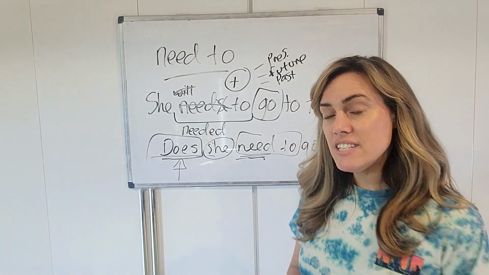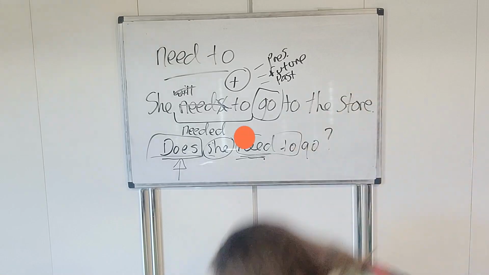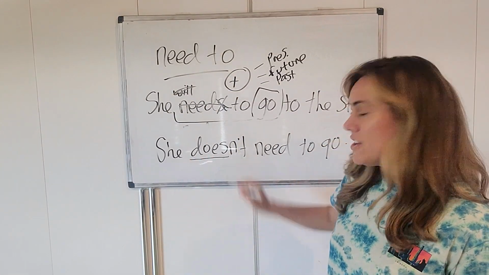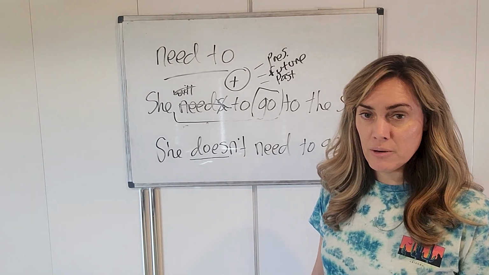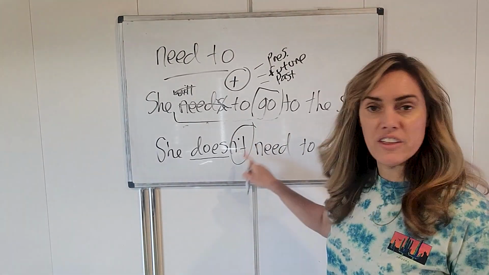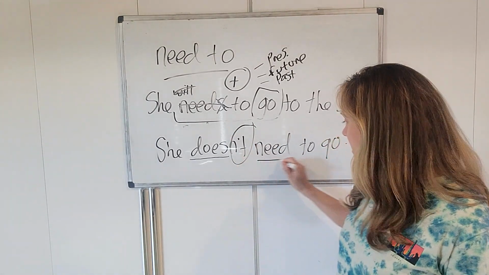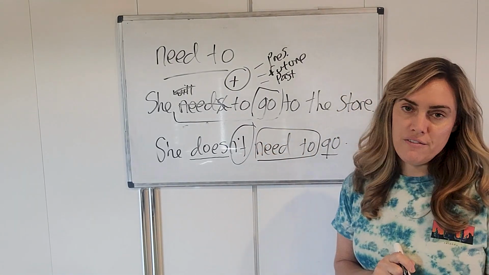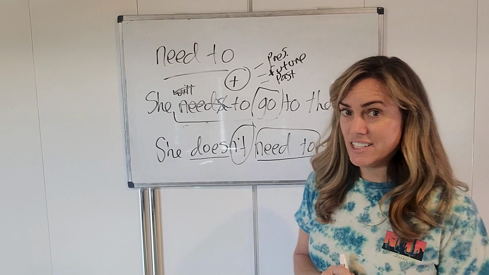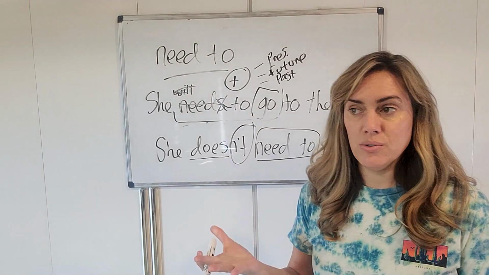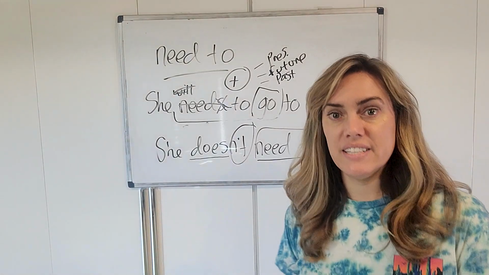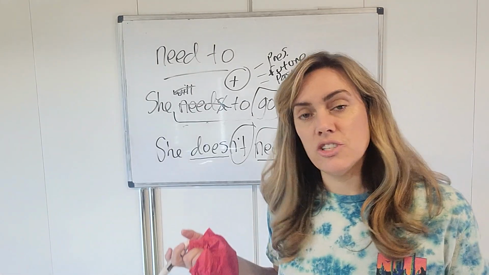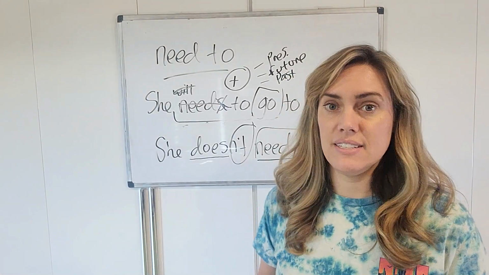Okay, now let's look at the negative form. So just like the question, to make it negative, you need to add a helping verb before the not. And then you have need to, and then the base form of the verb. She doesn't need to go. She doesn't need to. It's not a requirement. It's not necessary. She can if she wants to. That's her choice, but it's not necessary.